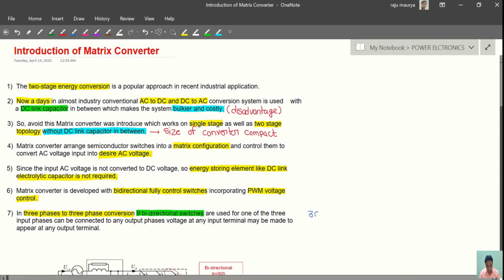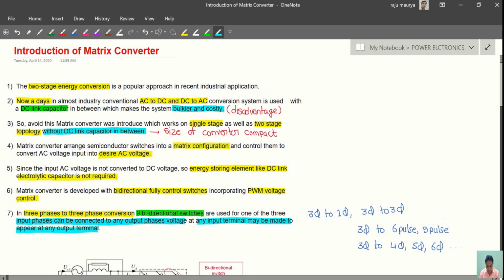And with a matrix converter we can convert 3-phase to single phase, 3-phase to 3-phase, 3-phase to 6 pulse, 9 pulse, 3-phase to 4-phase, 3-phase to 5-phase, 6-phase, etc. Since any input phase can be connected to any output phase, the voltage at any input terminal may be made to appear at any output terminal.